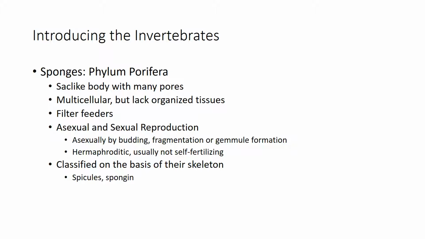Most of the time in sexual reproduction, the sperm is released through the opening of the sponge and then drawn into other sponges through the pores, and then they're going to fertilize eggs within the second sponge. So they basically just transfer sperm back and forth.